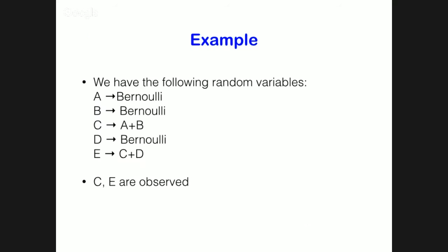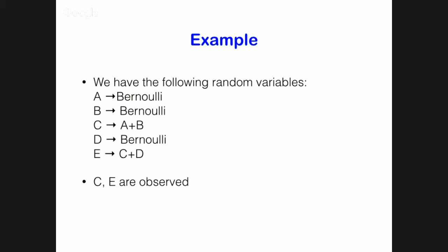Let's see a quick example on this. This is an easy example. Say we have 5 random variables. A is Bernoulli, B is also Bernoulli, so the probability of each is going to be half. Suppose C is a sum of A and B. D is also Bernoulli, and E is the sum of C and D. In this case, C and E are observed. Can you make a BayesNet structure on this information?